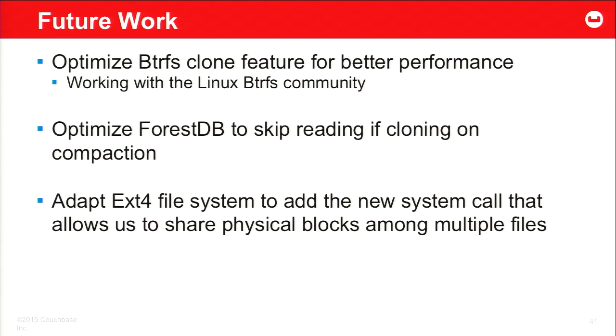And then we also want to see if we can improve ForestDB's own metadata store, so that we can skip the entire reading portion of the compaction, and completely eliminate I/O in the compaction phase. And lastly, for those who might still be uncomfortable deploying the B-tree file system and moving to the next generation file system, we also plan to implement this kind of shared physical block feature into ext4 itself, so that there's nothing new that you'll have to deploy or install, and you can just run ForestDB out of the box and it runs fast.